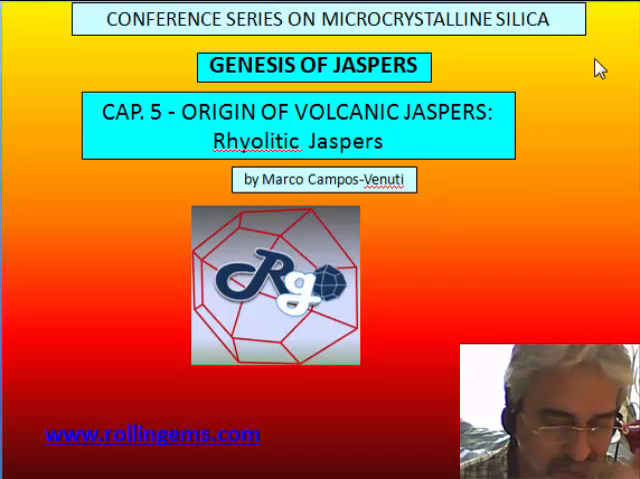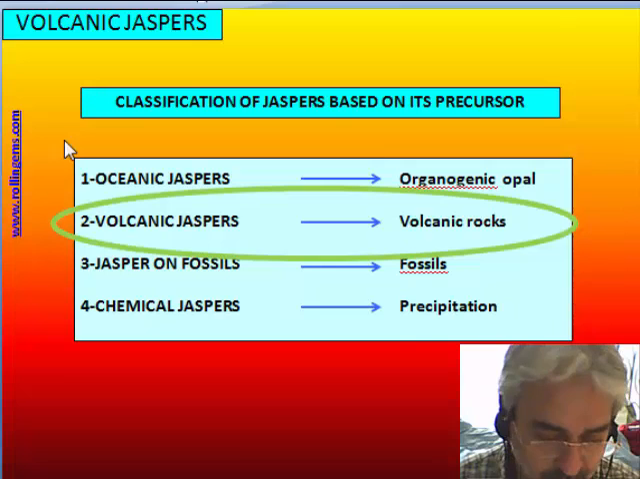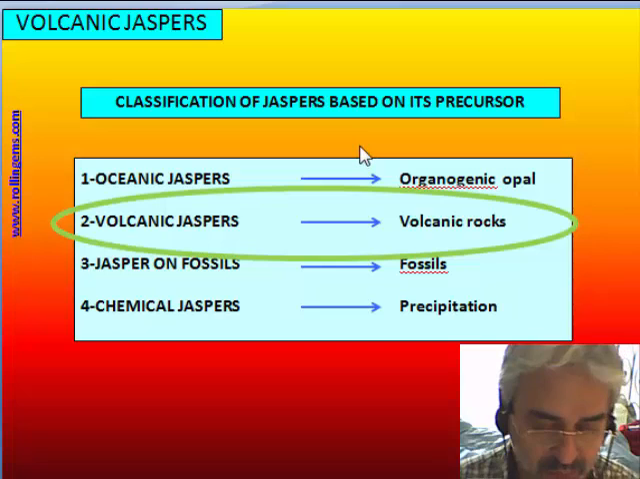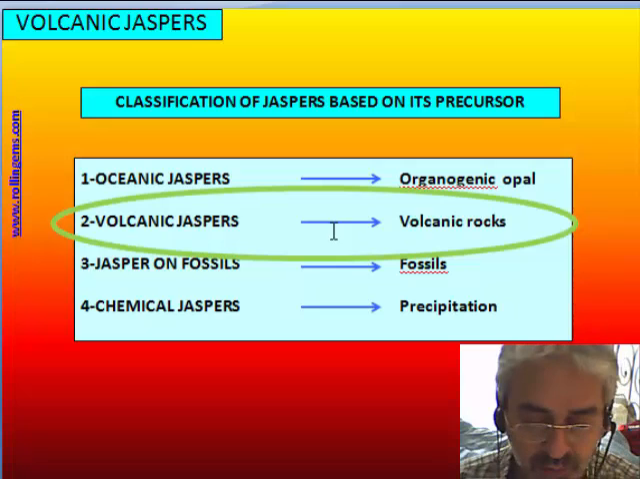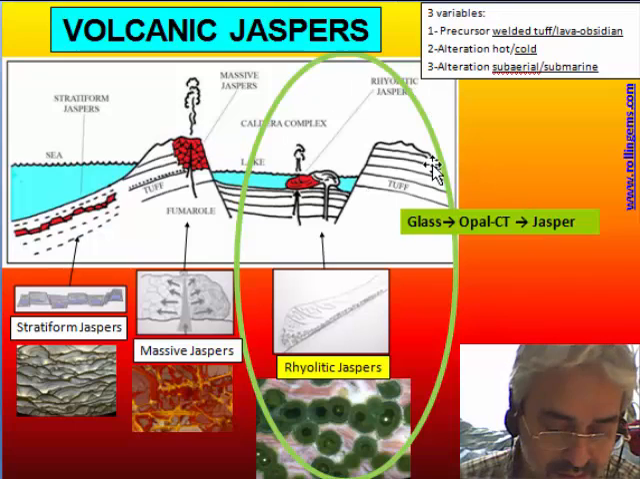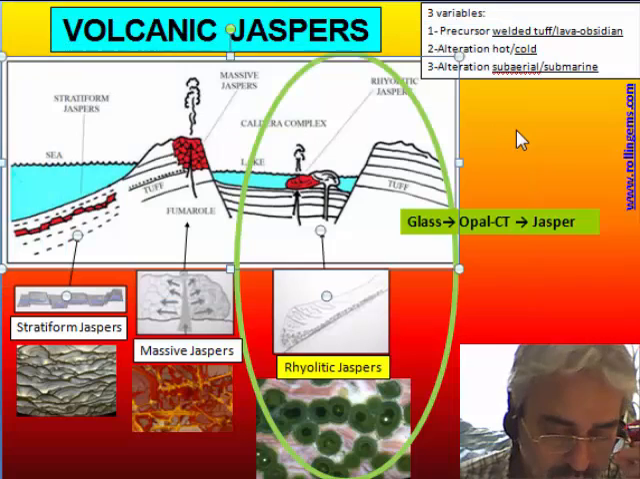Probably the more abundant group of jasper between volcanic jasper is that of rhyolitic jasper. Remember that, following the classification of jasper based on the precursors, volcanic jasper are the result of a kind of pseudomorphosis or alteration of glass of volcanic origin. And the geological context is, obviously, volcanic centers, but mostly of rhyolitic composition, and most of them with a caldera complex.